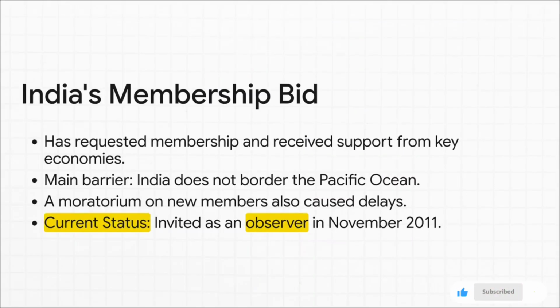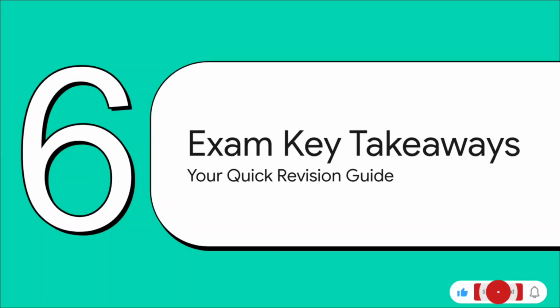So, the main roadblock has always been geography. It's a bit of a technicality, but an important one. While India has a lot of strong support from members like the US and Australia, the one thing it doesn't have is a Pacific Ocean coastline. On top of that, for a long time, APEC just wasn't accepting any new members. But the key thing to remember now is that in 2011, India was invited to become an observer, which was a really significant step.